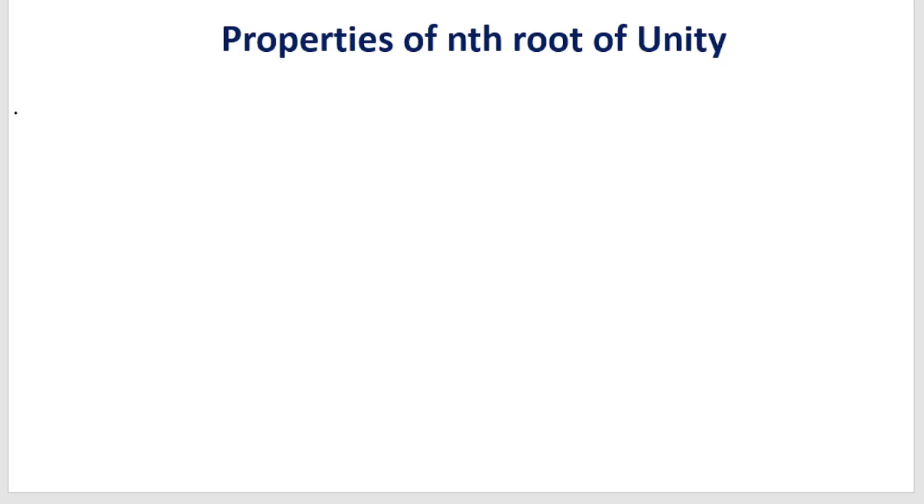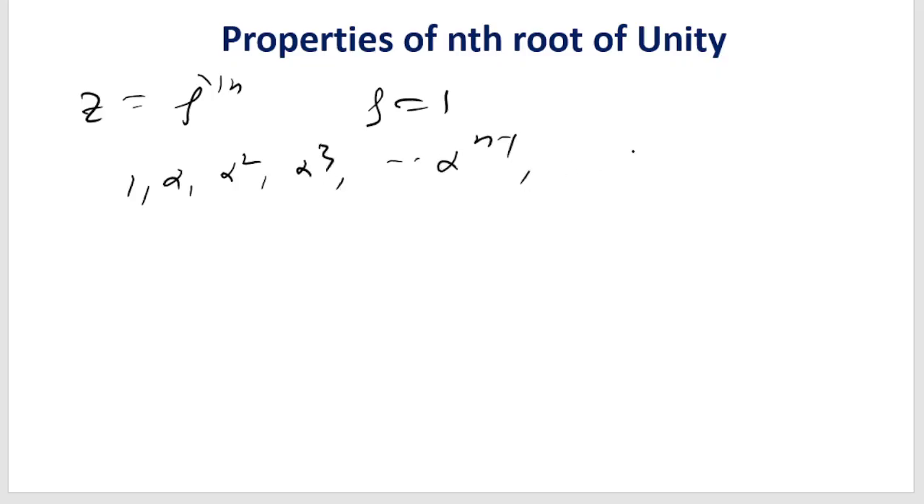We already discussed last time that when you're talking about the nth root of any complex number, all the properties we discussed also hold here. The only thing is that the particular complex number is now 1. So what are the properties associated with the nth root of unity? Obviously first we see that the roots are in GP. The roots are 1, alpha, alpha square, alpha cube, up to alpha to the power n minus 1, where alpha is e to the power i 2 pi by n.